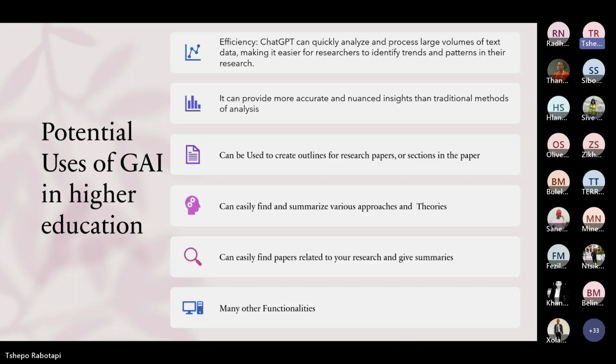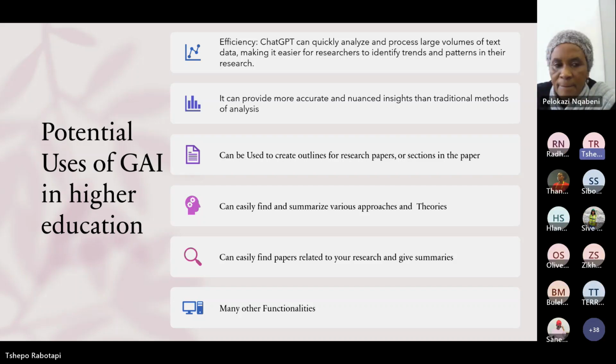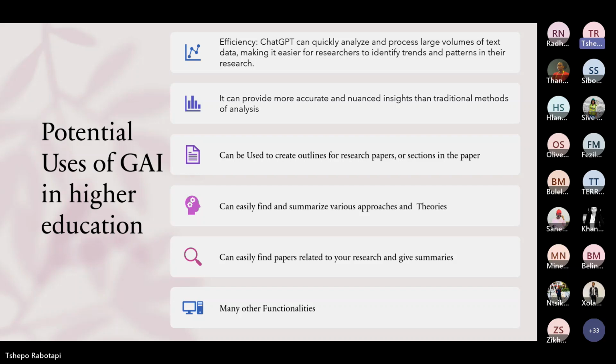It can be used to create outlines of research papers, sections, or anything. Even if you're trying to create another document, you can just say, create an outline for a document to get some funds elsewhere, and it will insert some headings for you. It can easily find and summarize approaches and theories. I've found this very useful because I'm still a new researcher. Sometimes I would want something similar to the technology acceptance model, so I would ask it, are there 10 other models which are similar to the technology acceptance model? Please summarize them for me. It would bring up 10 of them, and I would be able to read and choose one in case I don't want to use the technology acceptance model. And it can do that for methods, approaches, theories, and so forth.